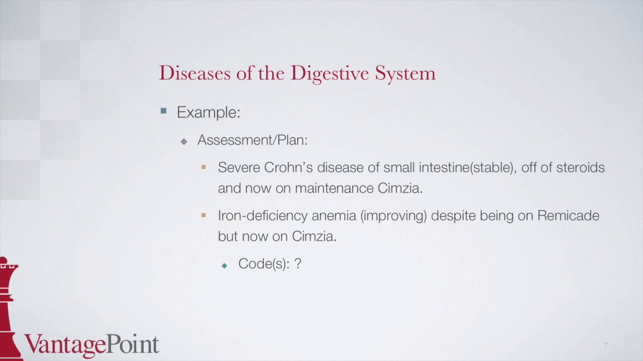The next example was taken from a real note. The assessment plan states severe Crohn's disease of small intestine, stable, off of steroids and now on maintenance Cimzia. Iron deficiency anemia, improving, despite being on Remicade but now on Cimzia. How would you code this? Please pause the webinar to complete this example and then hit play to continue and learn the answer.